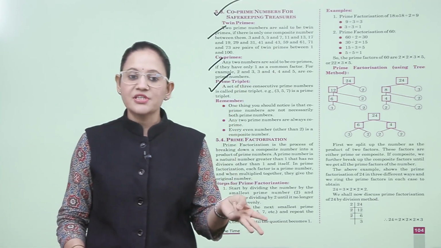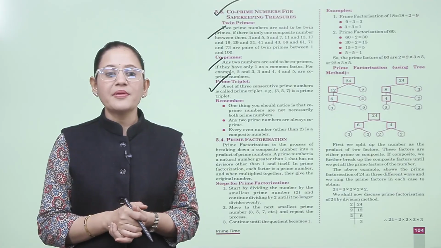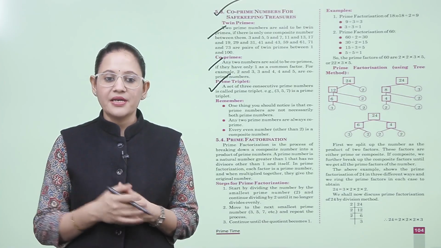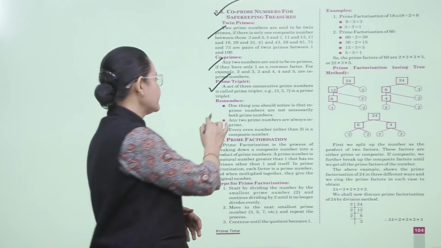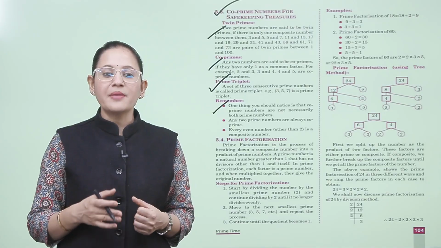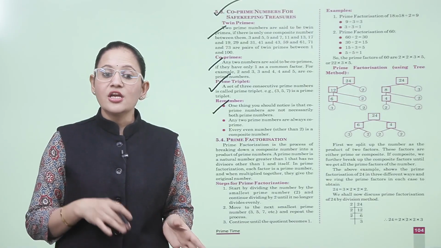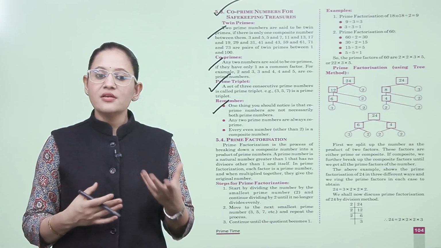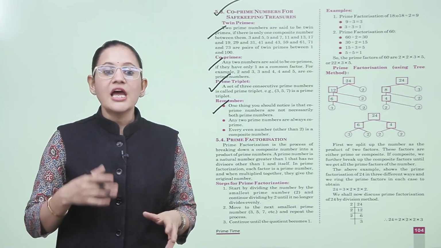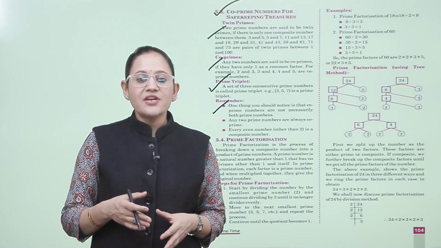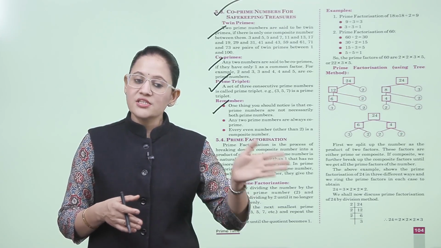Triplet means a set of 3. A set of 3 consecutive prime numbers is called a prime triplet. 3, 5, 7 is a prime triplet. Remember, one thing you should notice is that co-prime numbers are not necessarily both prime numbers. So it's not necessary that co-prime numbers should be prime numbers also. Any two prime numbers are always co-prime. Every even number other than 2 is a composite number.